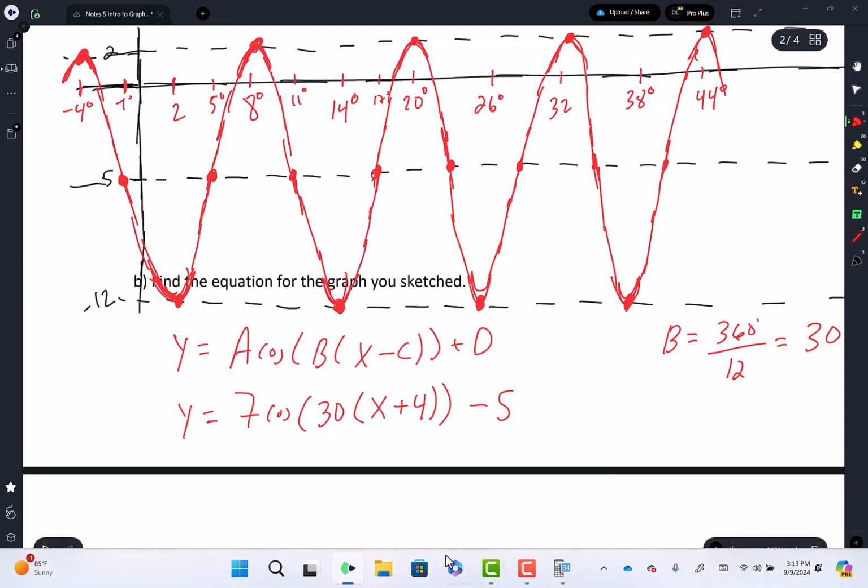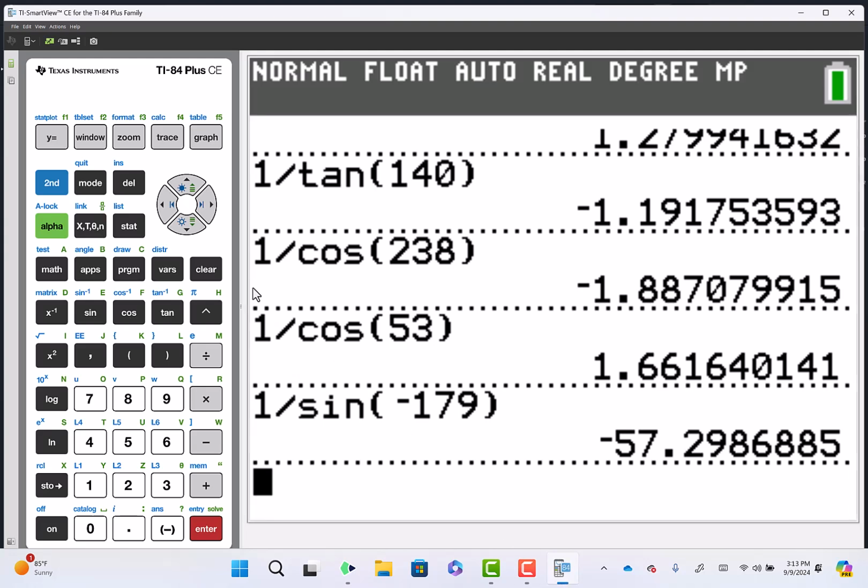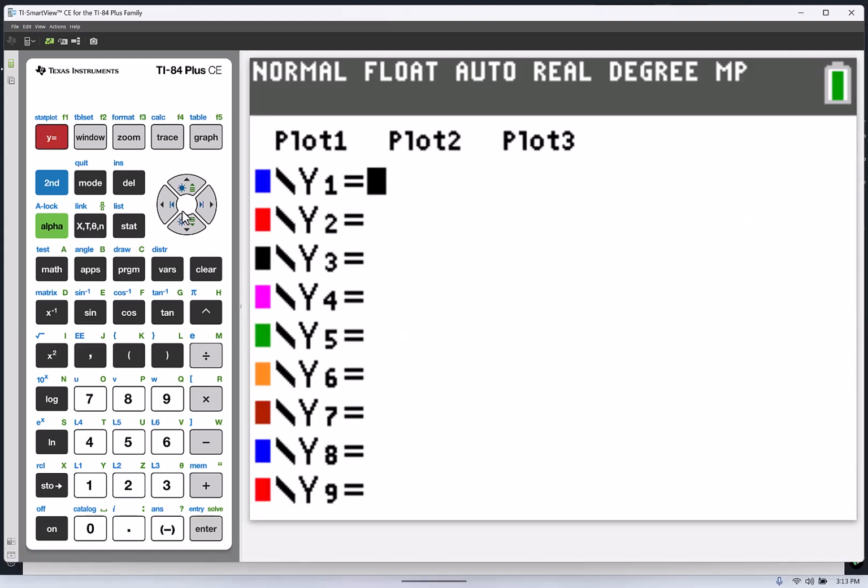So take your calculator, guys, and go to y equals. It should be empty now because we reset it. And go 7 cosine. And we're going to type in 30. It already opens a parenthesis for you. Open another parenthesis and go x plus 4, close it twice. Close. So there's the number one mistake that we make. Make sure that you close it twice.